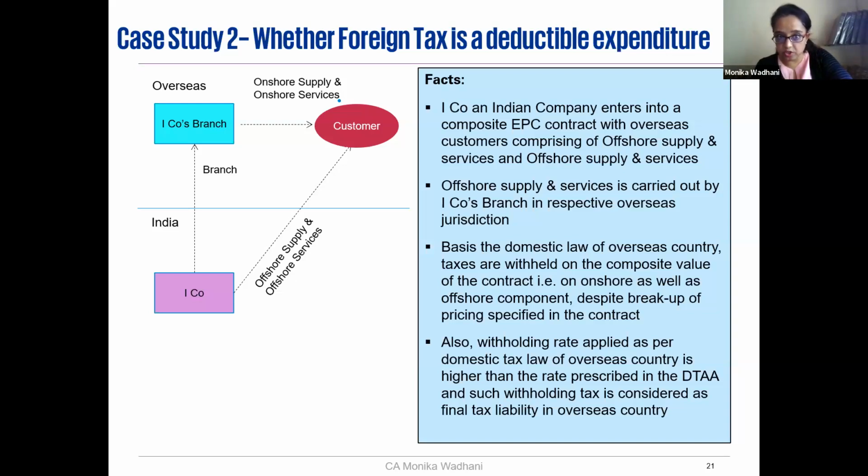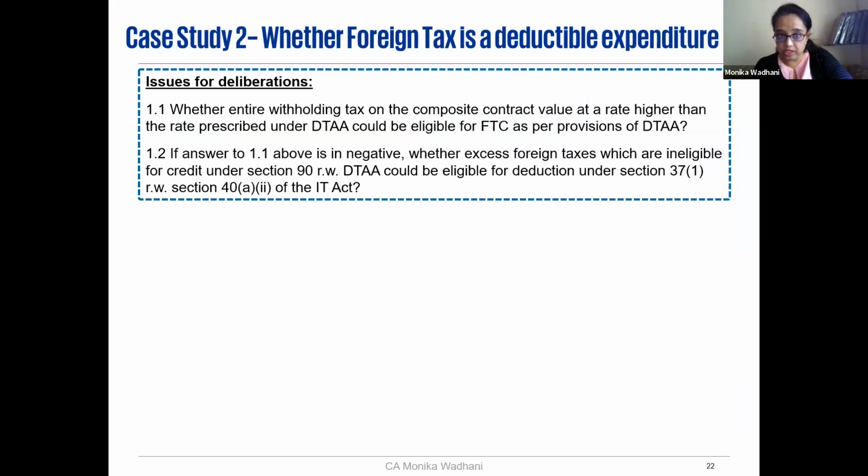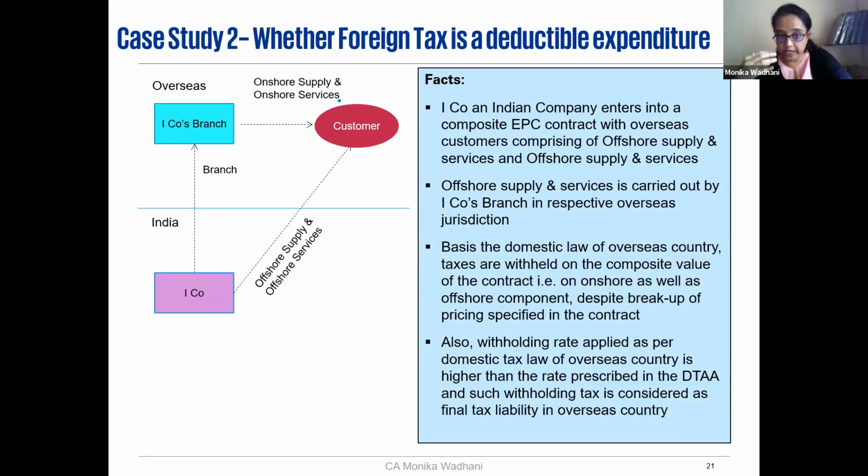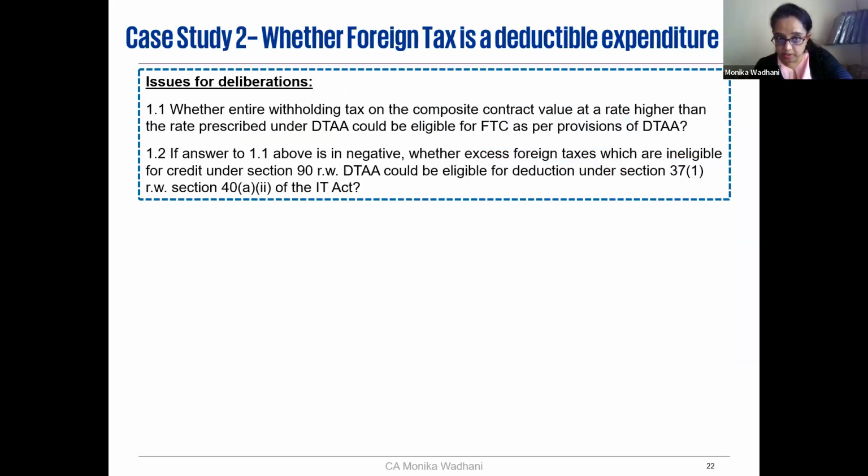So, in the context of these facts, first of all, offshore supply and offshore services have taken place from India and not from the overseas jurisdiction, so whether this is a doubly taxed income. Whether the entire withholding tax which has been deducted in the host country at a rate higher than the rate prescribed in the DTAA will be eligible for FTC as per provisions of the DTAA. So the answer would be no.